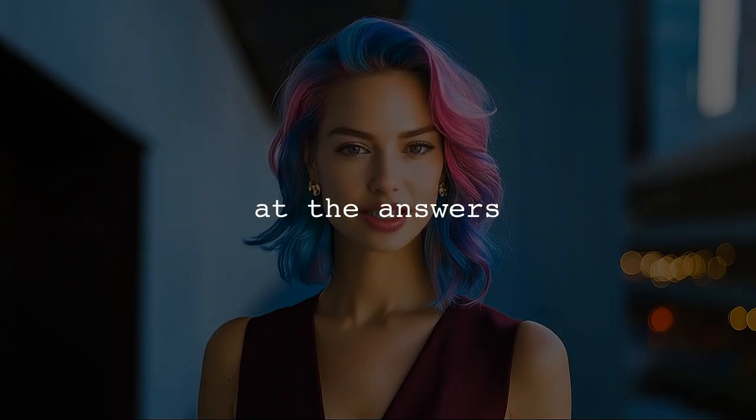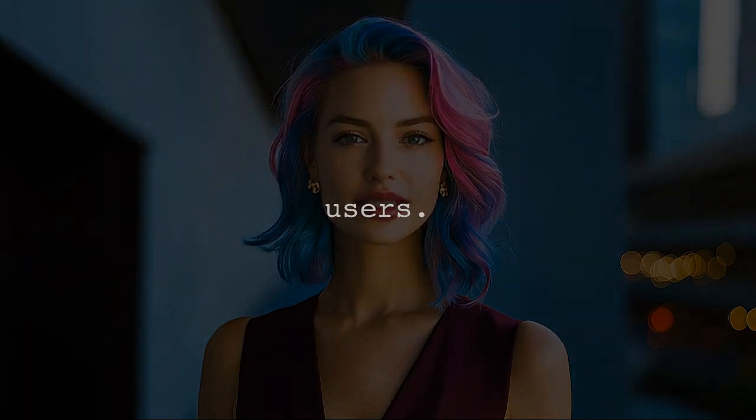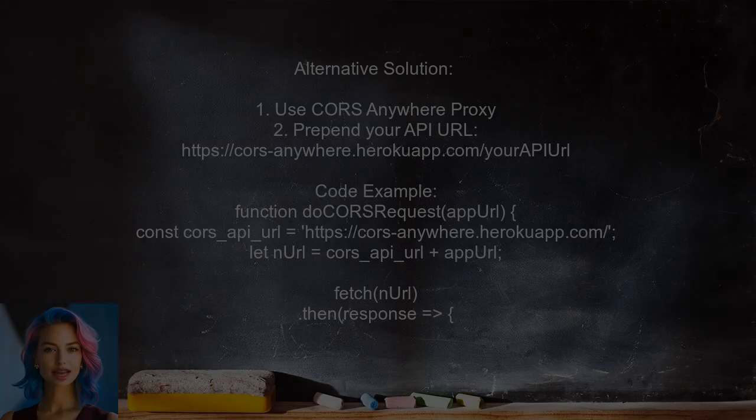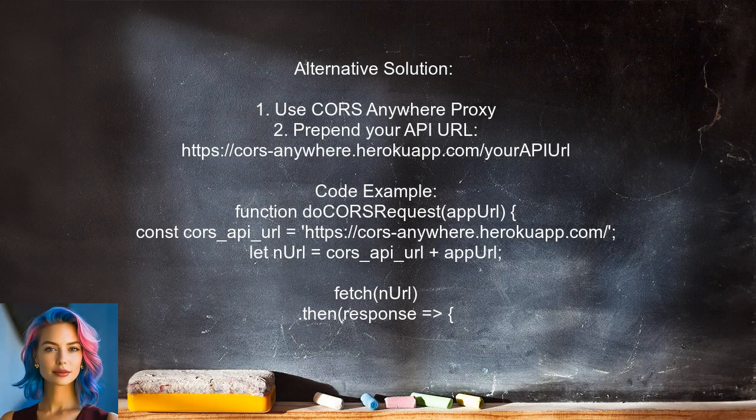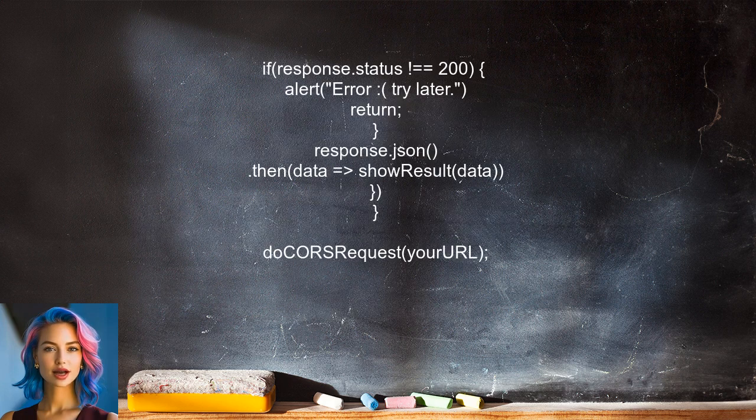Now, let's look at the answers provided by other users. An alternative solution suggested by another user involves using a free proxy service called CORS Anywhere. This is particularly useful if you cannot modify the API server directly. You can prepend the API URL with the CORS Anywhere URL to bypass the CORS restrictions.